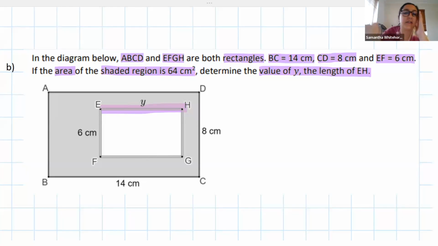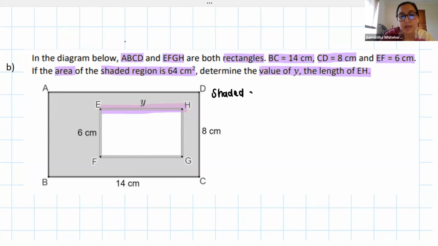Okay, let's have a see. All right, so guys, if you're struggling to start, what I would do is I would ask myself, how do I work out a shaded area? In any shaded area question, you're talking about the area of your main shape or your bigger shape, and you're subtracting areas within it.